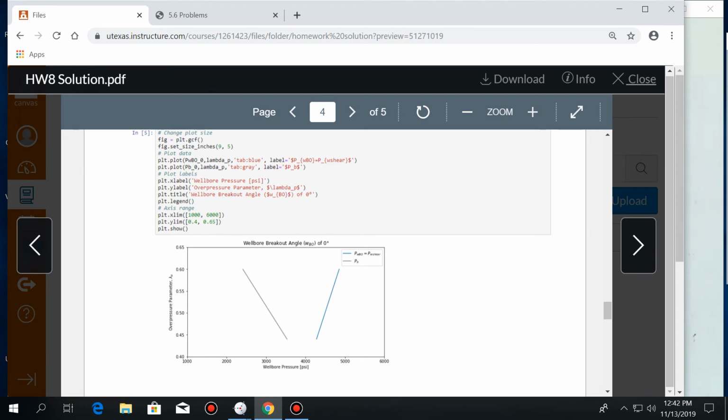Say, I don't want any breakouts. You could do that, but you're going to end up with a very narrow mud window. So in general, you go for breakouts. That's fine. So you use PWBO instead of PW shear.